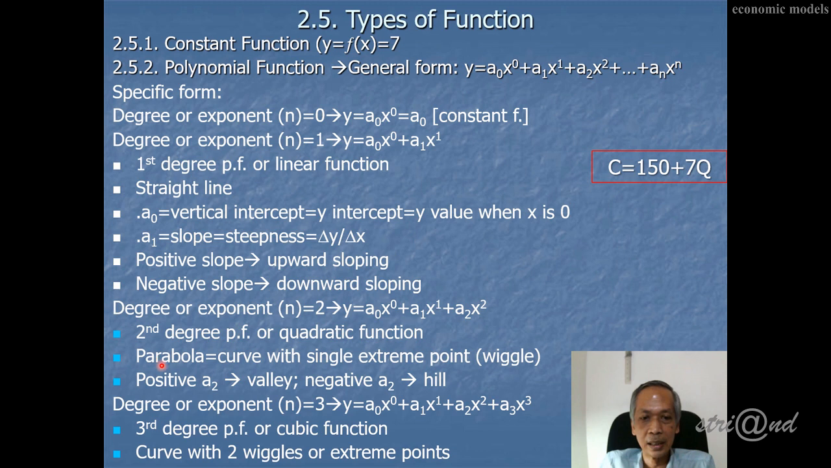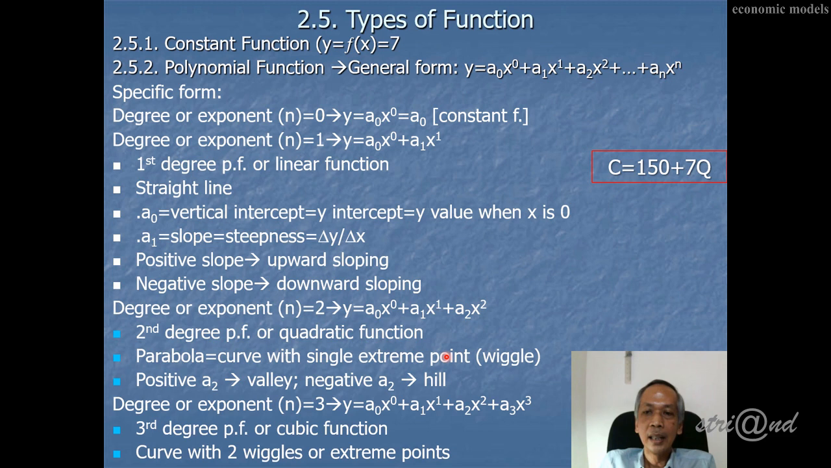If the A2 here, the coefficient, is positive, we're going to find a valley. First, it will be a decreasing graph, and then reaching a minimum, and then after the minimum it will go up. And when the A2 is negative, we're going to find a hill: increasing, maximum, then decreasing.